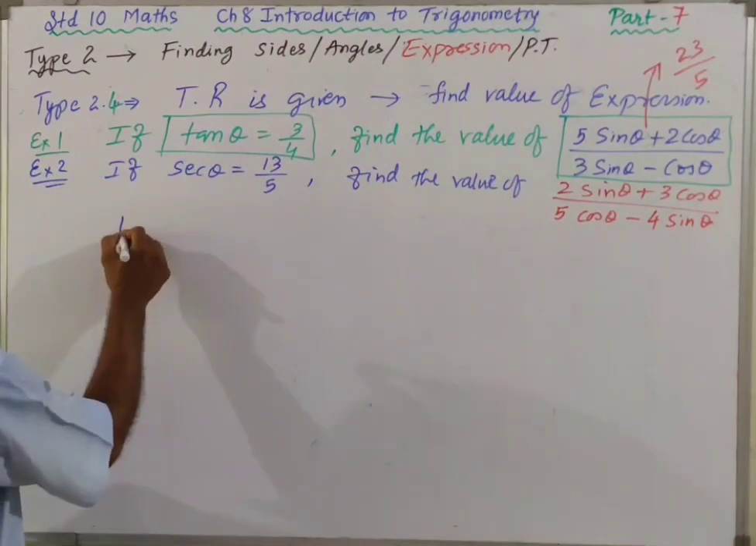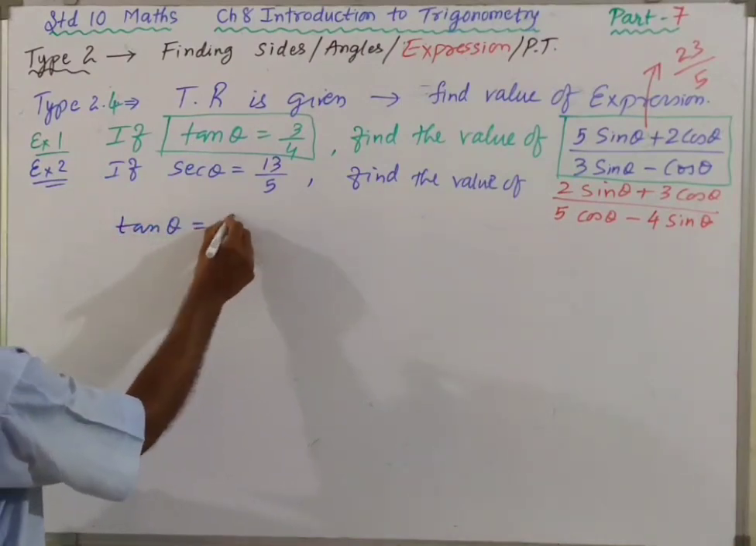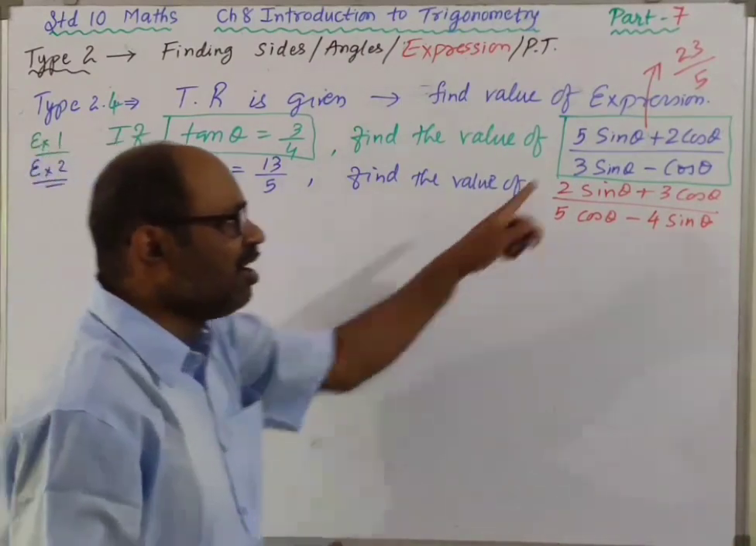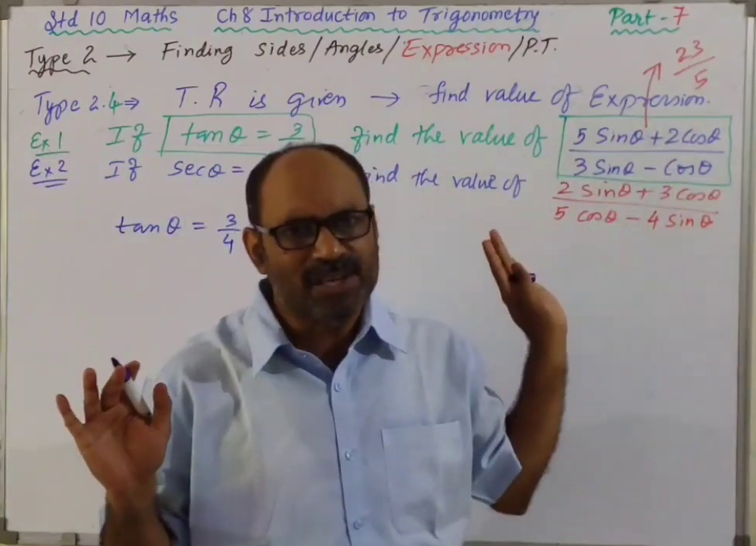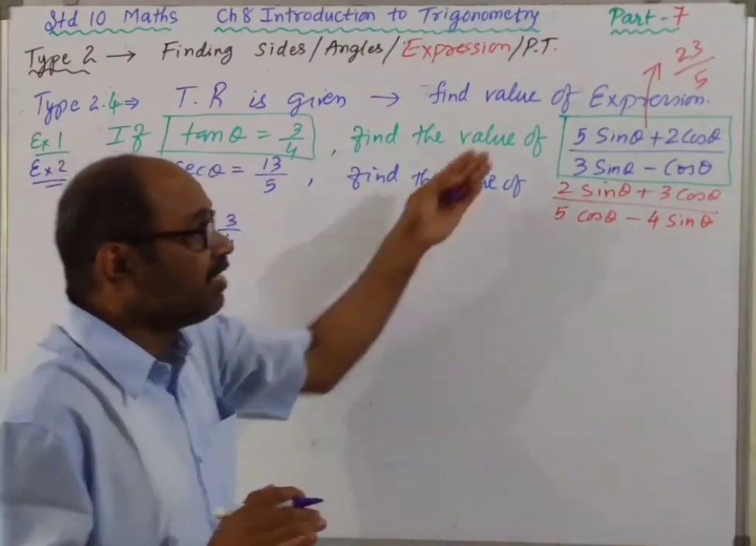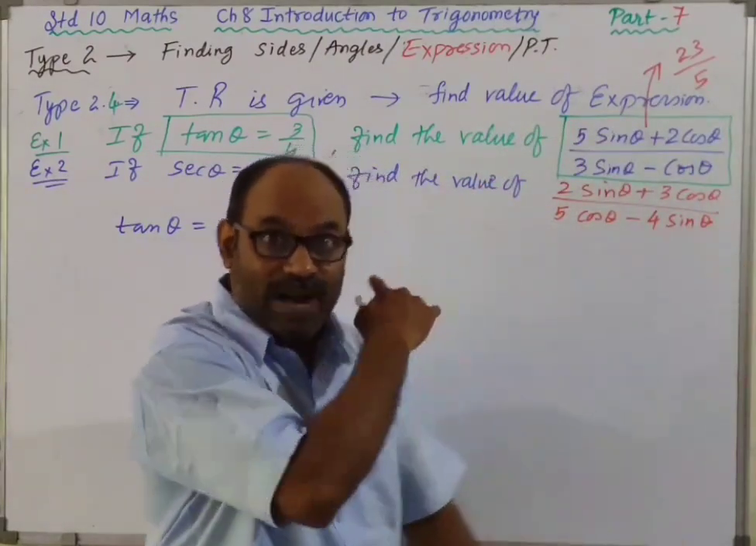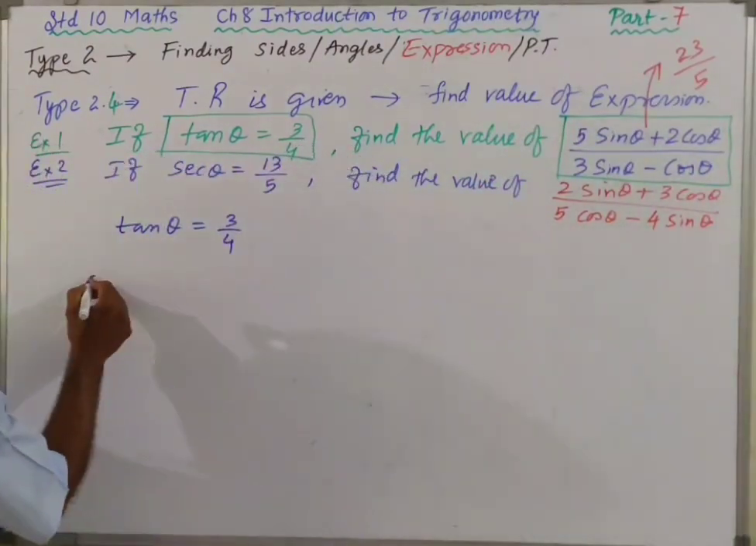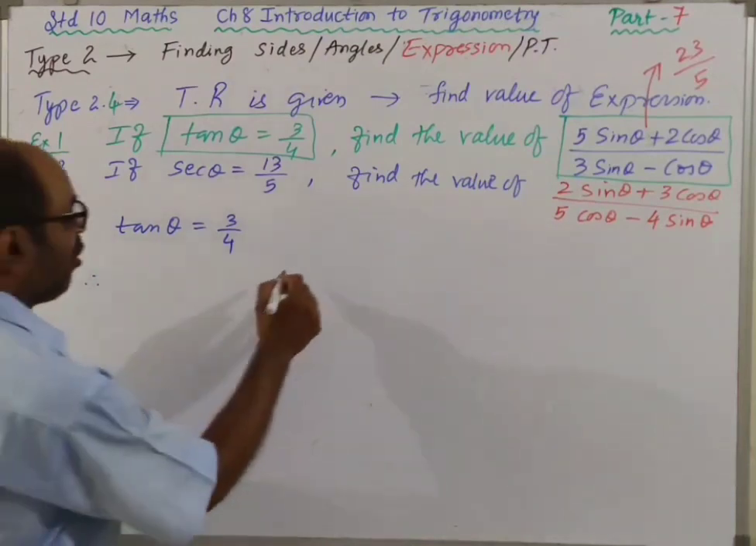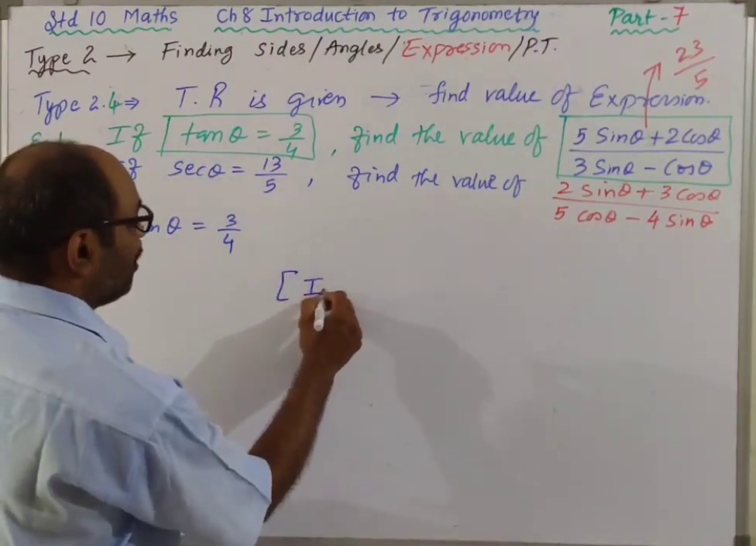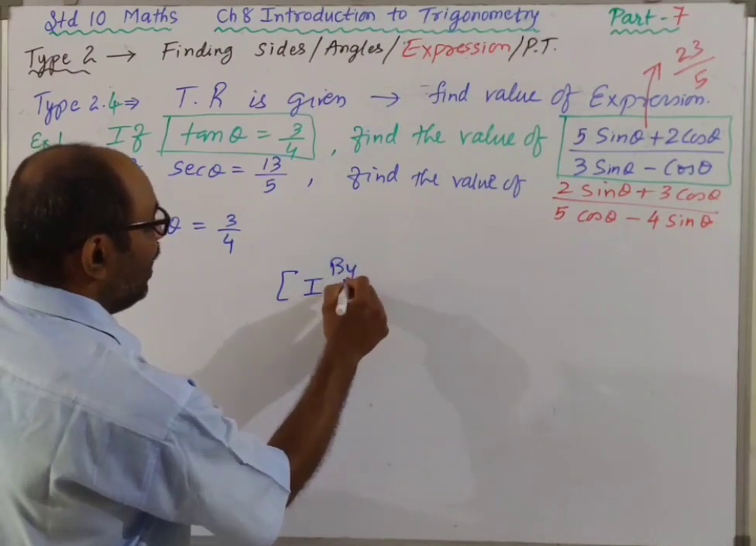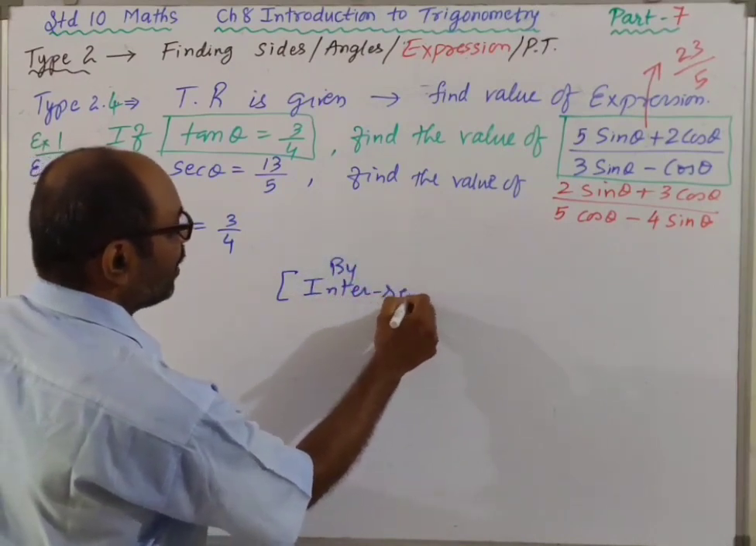What are you given? Tan theta is equal to 3 upon 4. Children, here I need sin and cos, and I'm going to get them. And it's a ratio, numerator upon denominator. That's why we can do this method. Therefore, by trigonometric interrelationship.